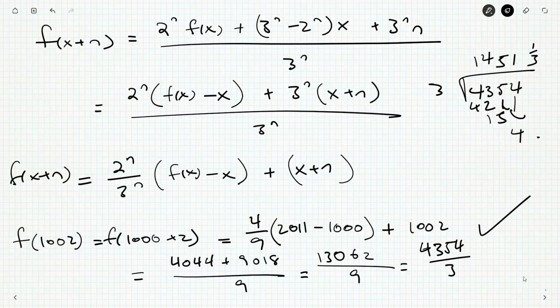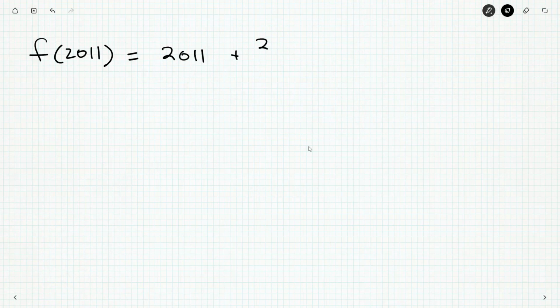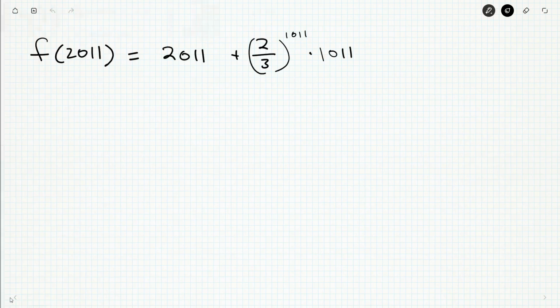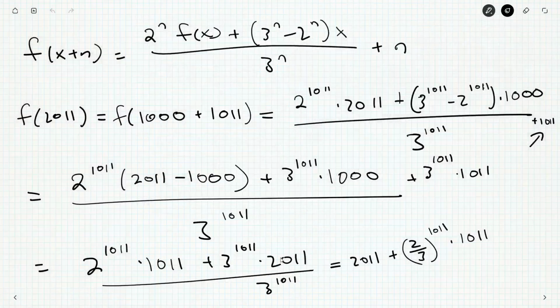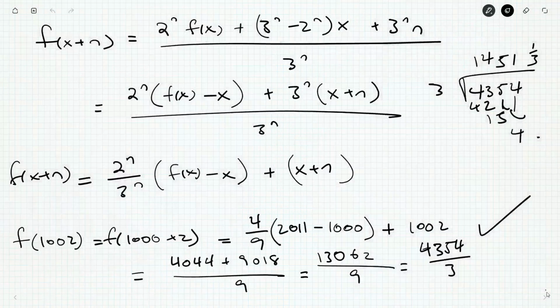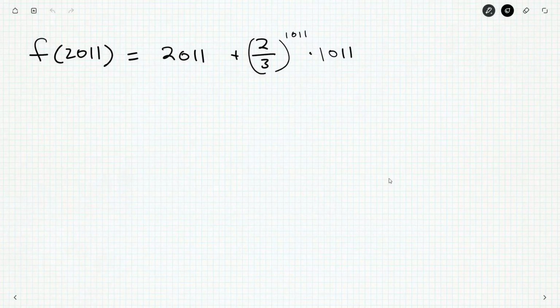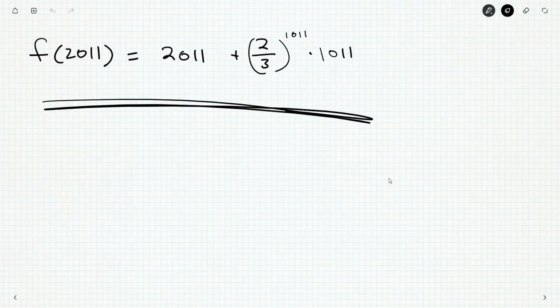So to summarize, because I know it's been a while, our final answer, f of 2011, and there's really no better way to write this, is going to be, oh gosh, what was it? I think it's 2011 plus 2 over 3 to the 1011 times, I think it was 1011. I will go back and double check, but I'm fairly certain that's what it was. Okay. Not bad at all. Very interesting. I wonder if, it doesn't look like there was a better way to write this.